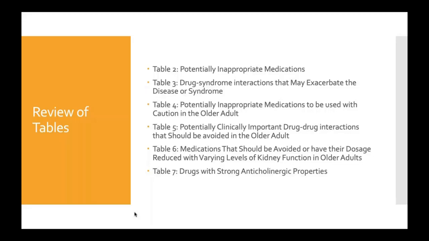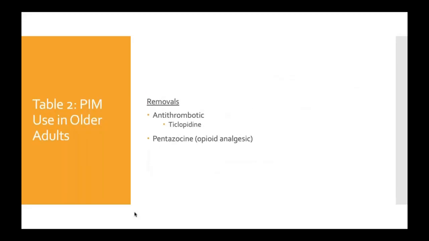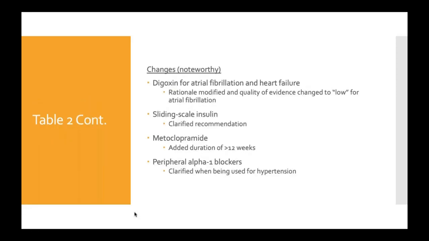All right, so let's jump into some of these changes. Okay, so in Table 2, remember this is our potentially inappropriate medication use. Removals from this table included the antithrombotic agent ticlopidine and opioid analgesic pentazocine. And the reason for those removals were these agents are rarely used anymore. And actually, these two agents specifically are not on the market in the US anymore. So you cannot use them.